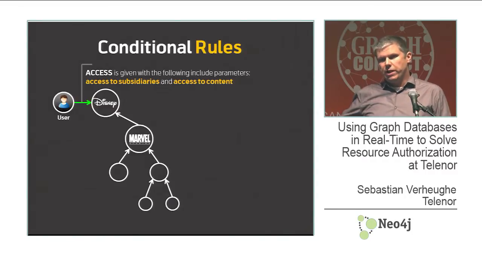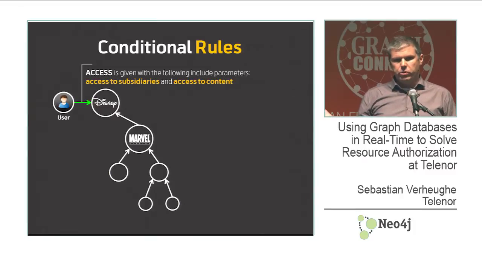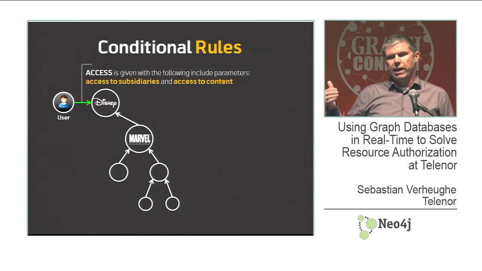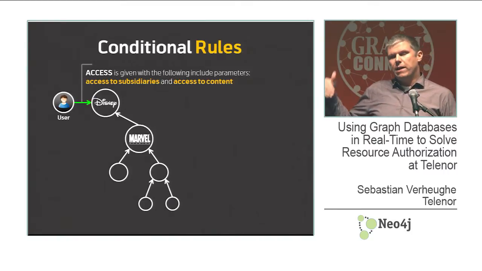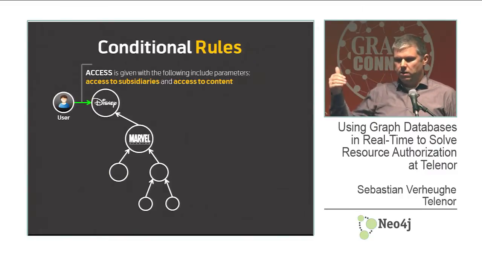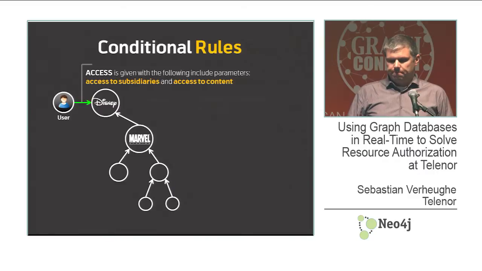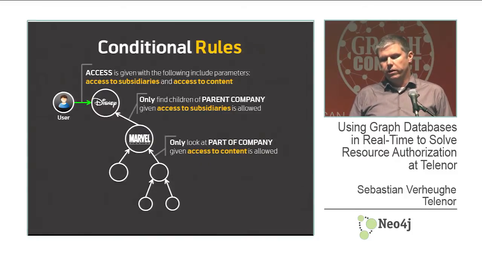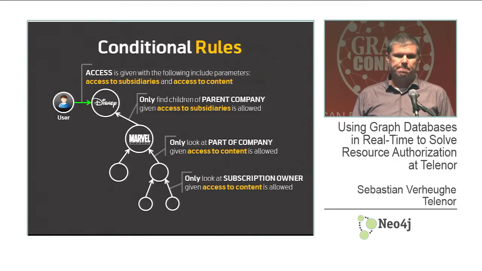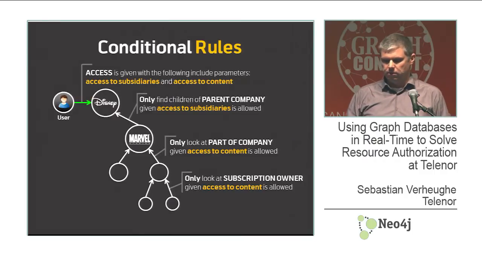But it's more than just having to traverse the graph, because we have different needs. We have the layer with conditional rules, saying that not all users are allowed to access all data in the structure. That's why we model properties on the access. We have two properties. I'll show you use cases. Basically, you can have access to content and you can have access to the subsidiaries. If you have access to subsidiaries, then of course you're allowed to follow the parent company relationship. If not, you're not allowed to follow that. And if you have access to content, then you also may see the departments below the company level and subscriptions. So, two rules we need to take into account here.